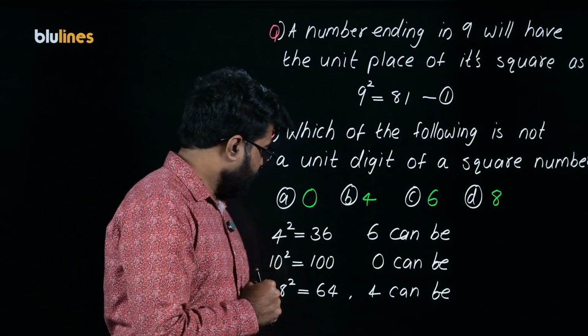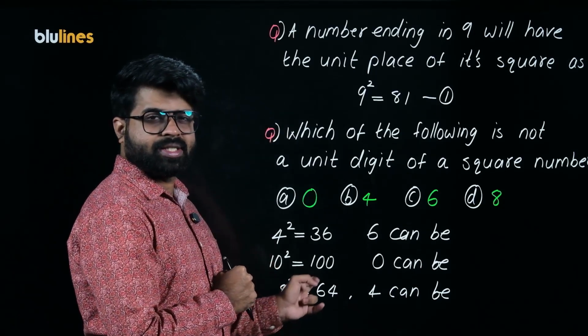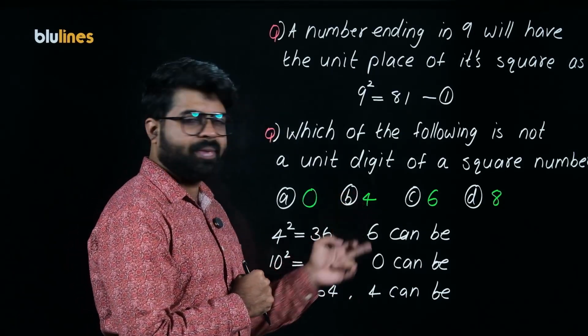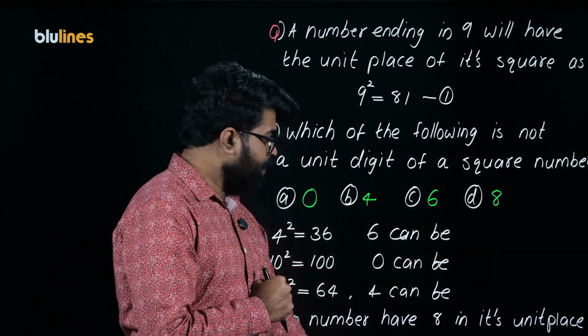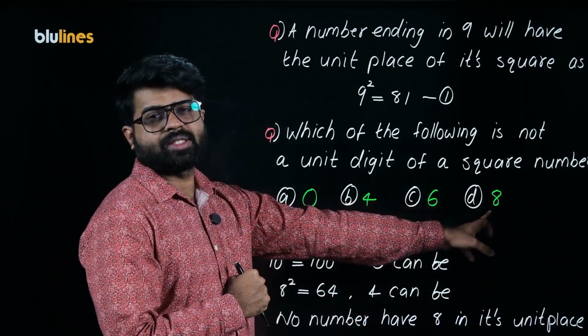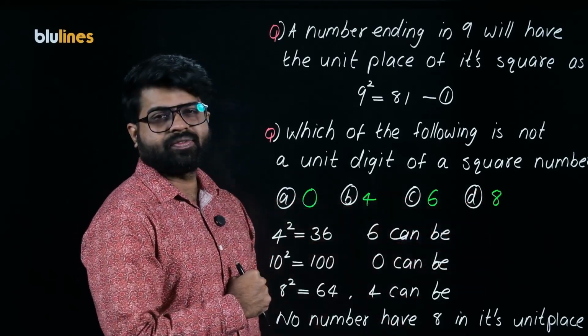Next one, if I pick a number called 8, 8 square is equal to 64. So 4 also can be a unit place. But we cannot find a number such that the unit place of that number must be equal to 8. So 8 is the answer from this part.